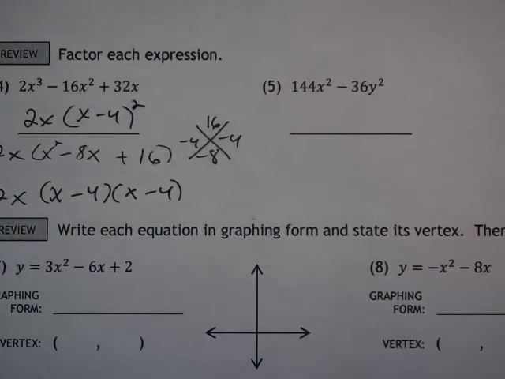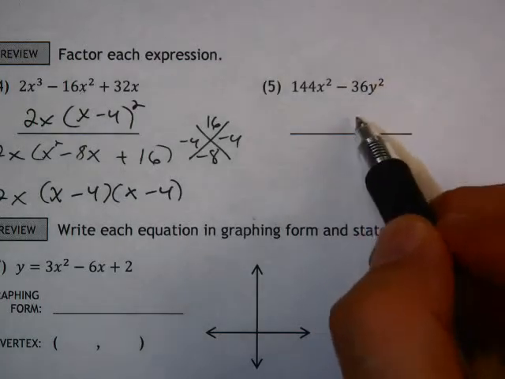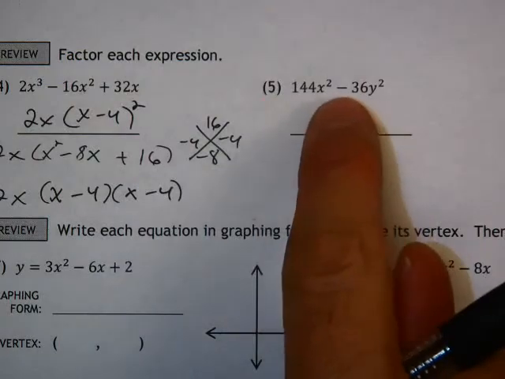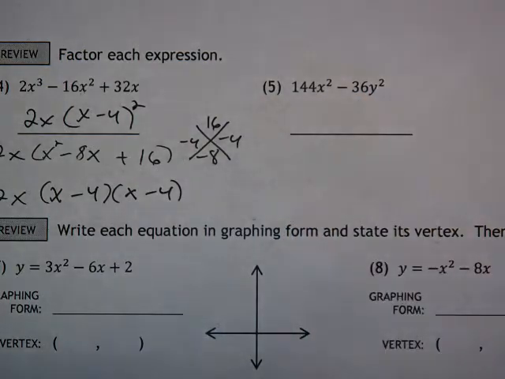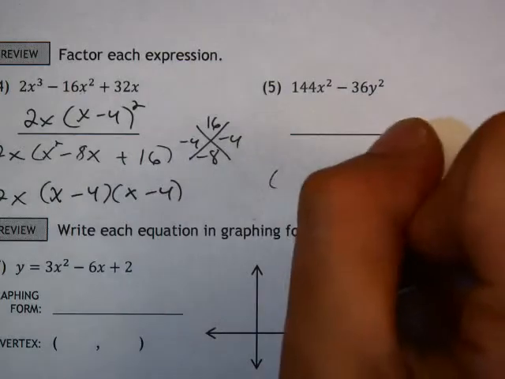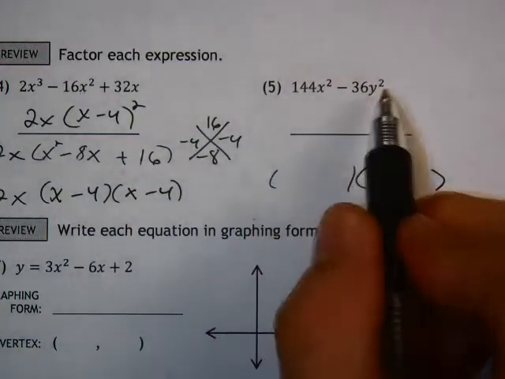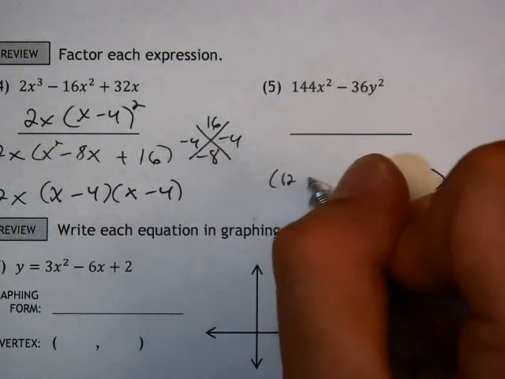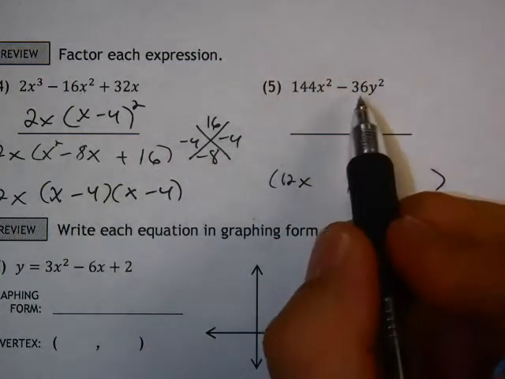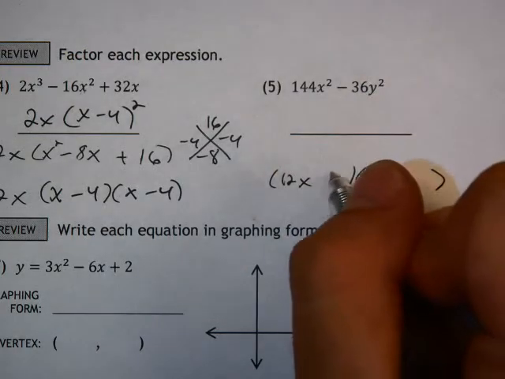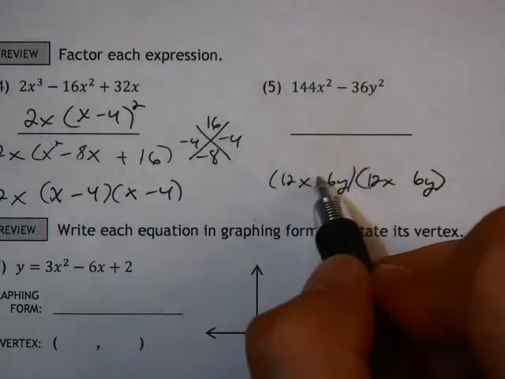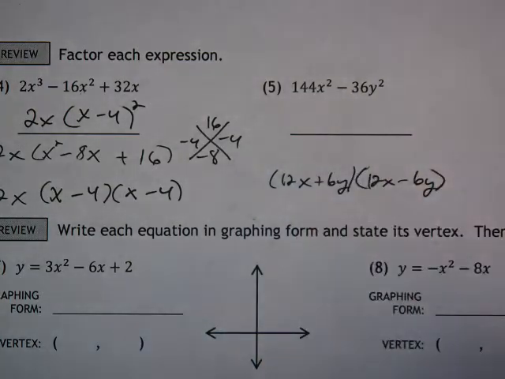Number 5 looks kind of tough at first. You got a y in there, you got some big numbers. But when you have those two factors, you have a subtraction. A lot of times this is going to be a difference of two squares, where if you can take the square root of each one, it might work out nicely. If I take the square root of 144, that gives me 12x. If I take the square root of this, that works. That gives me 6y. Plus and minus to get the difference. So that works. That's actually a difference of two squares, which is great.